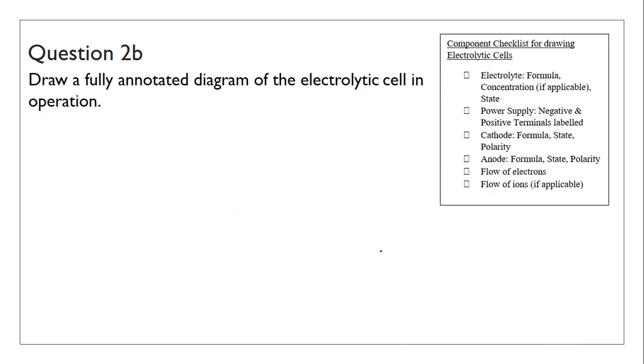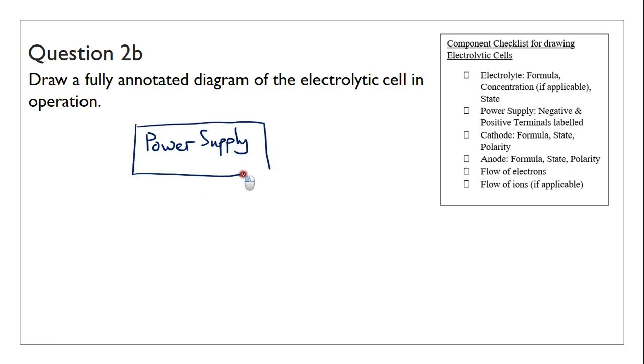What's the next step? Draw a fully annotated diagram of the electrolytic cell in operation. So we have a power supply. And let's just do the electrodes.